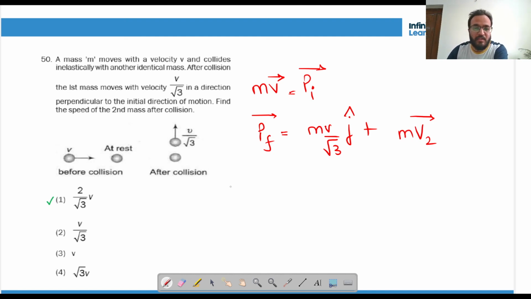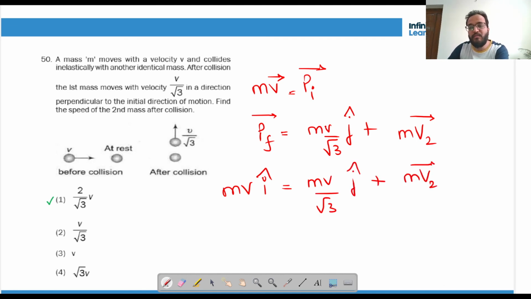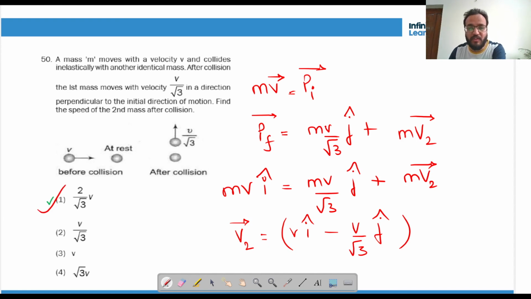So when you equate this, you will say mv i cap is equal to mv by root 3 j cap plus m times vector v2. So from here vector v2 will be v i cap minus v by root 3 j cap. Now you can find out the magnitude, which will come out to be the first option, right? So this is how you can do these questions.